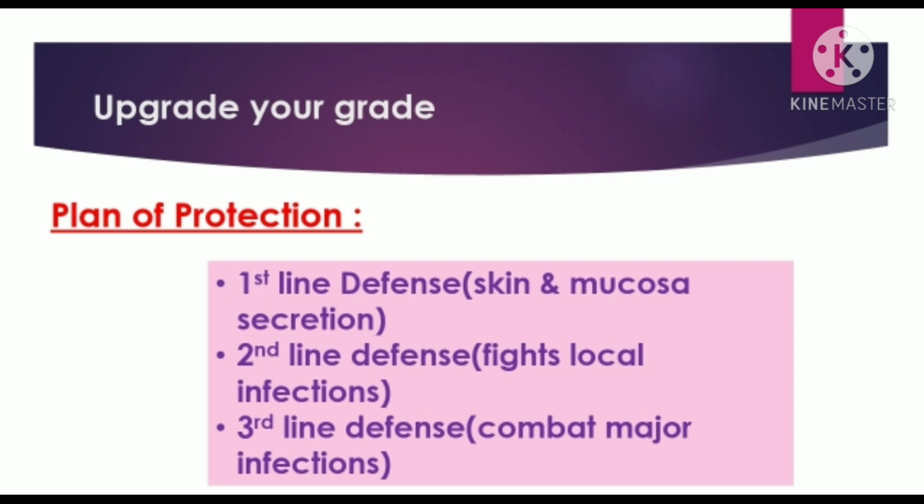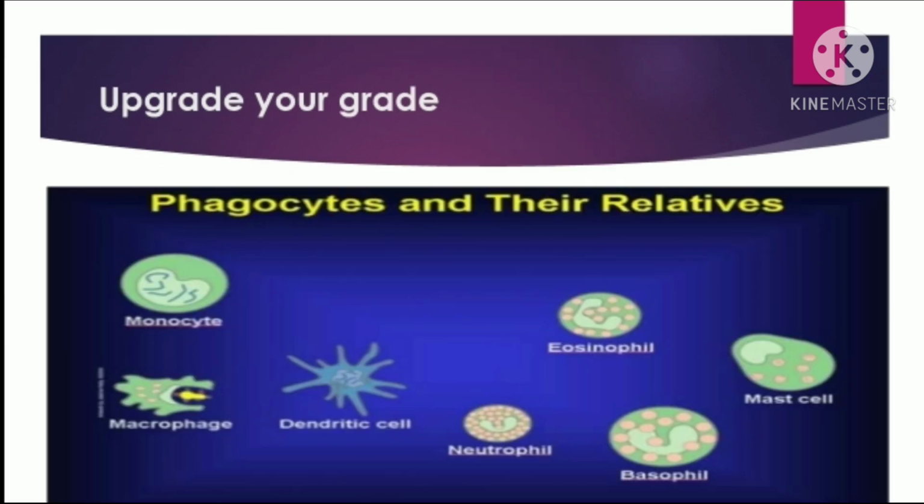Second defense line is present in the form of cells which fight with local infection, while the third line of defense is present in the form of major macrophages which prevent body from major infections. Video of skin as first line of defense is already available in our channel. Second line of defense is known as phagocytes, and there are various kinds of phagocytes that we'll discuss in details.